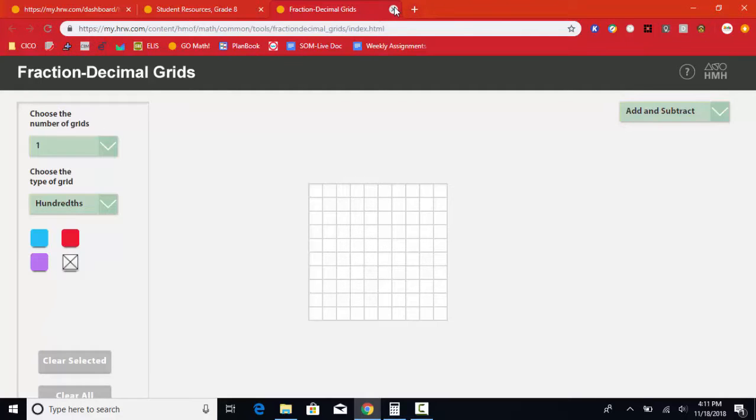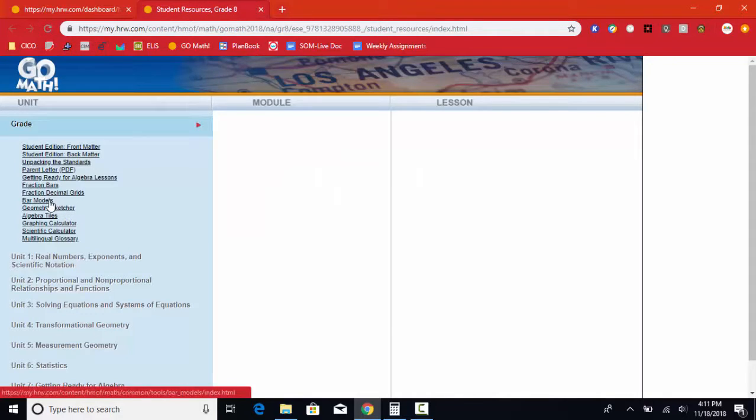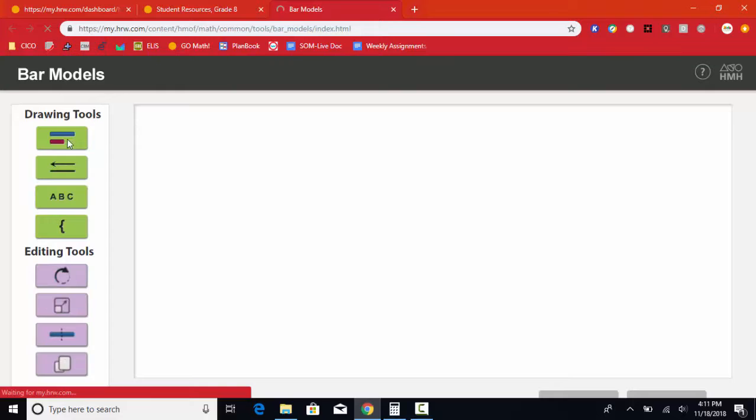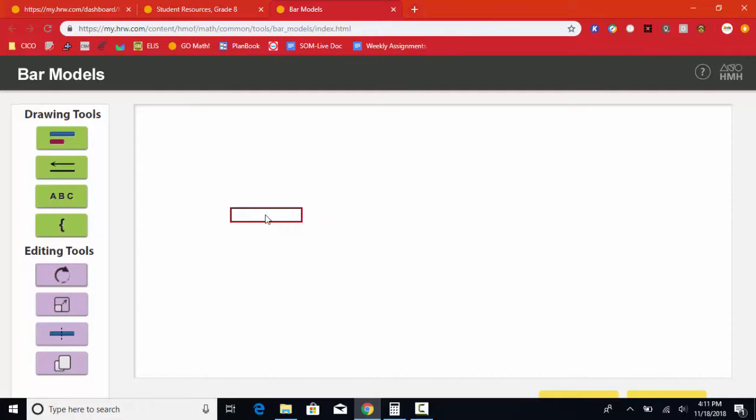So if we back out of this, we're coming back. We have the bar models. The bar models, we have these drawing tools and editing tools. So if we put our bars down there, we can move them around. We can keep adding them as we need. We can make arrows.